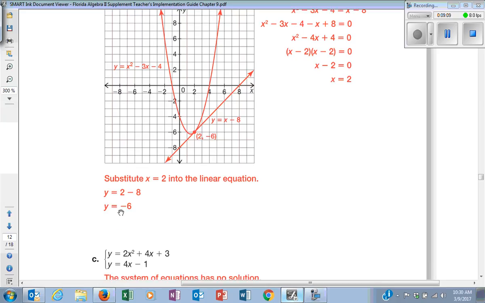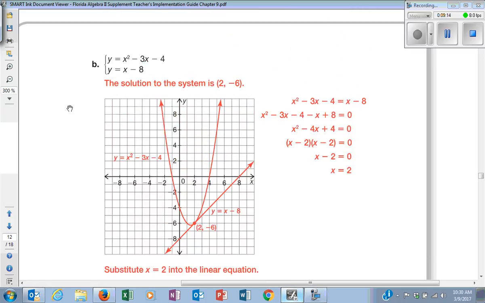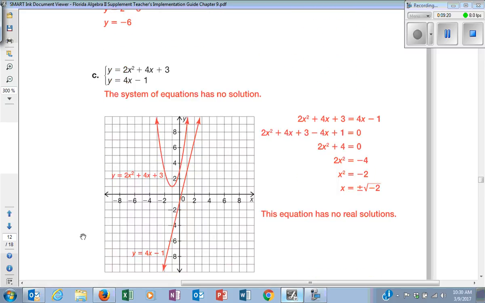And that's how you get your ordered pair, that it's (2, -6). Because this only gives me the x. I need the y in order to have an x and a y to give me a solution. So I plug it into here, and that's what they did down there. Same thing here, same process.